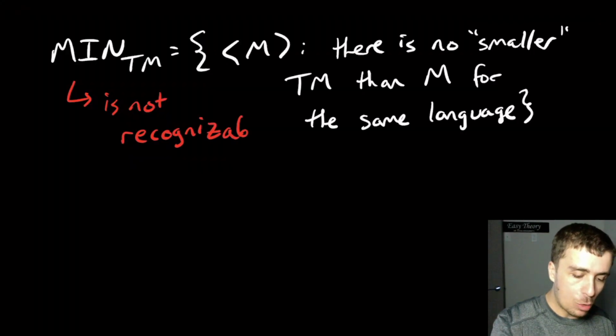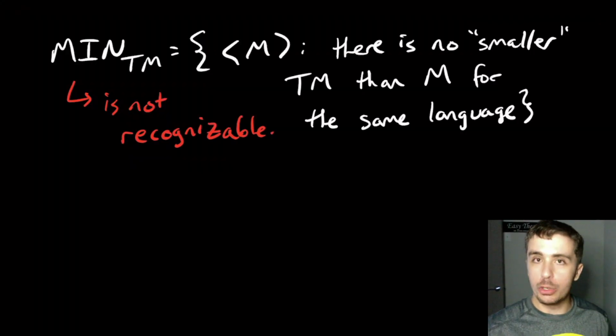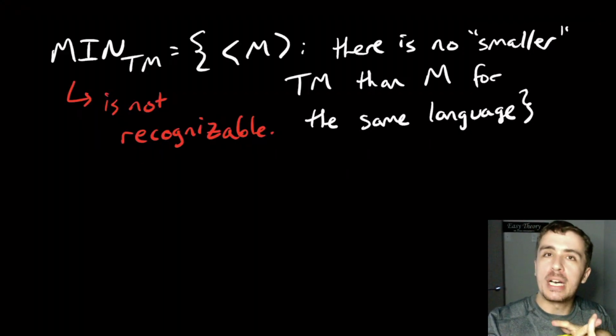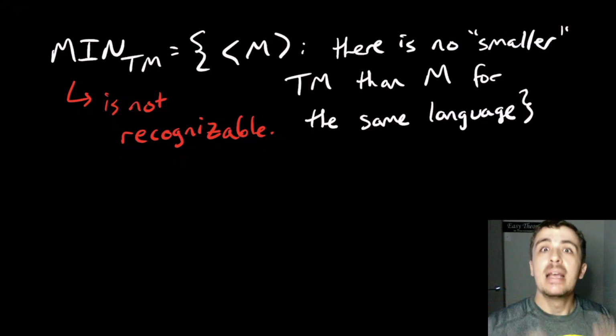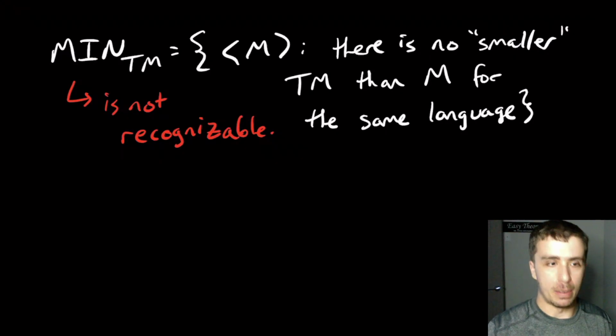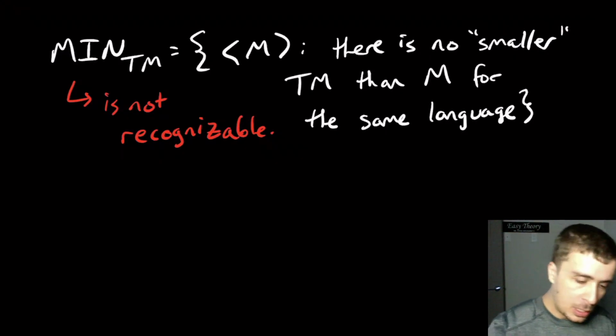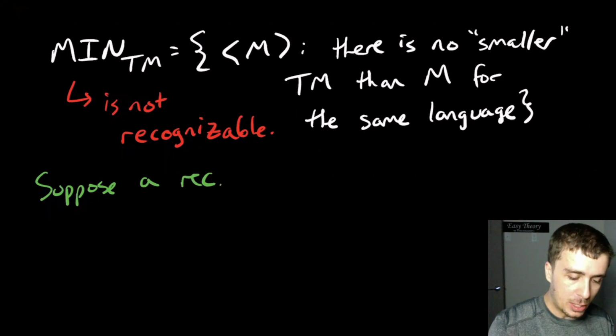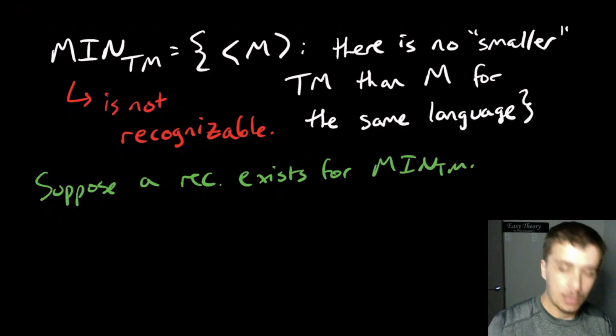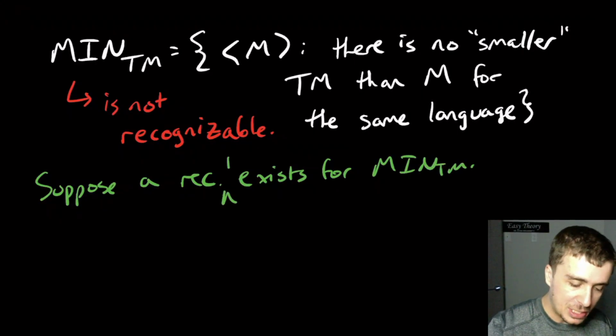So how in the world would you ever prove this? You can't apply Rice's theorem to this, and you can't really do a reduction here, although there are ways around that. But we're going to prove that it's not recognizable very quickly using the recursion theorem. So how will we actually do this? Let's say that there is a recognizer. So suppose a recognizer exists for this problem min-TM. And let's call the recognizer R.